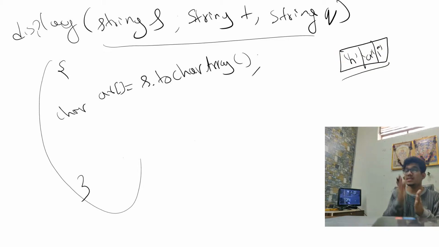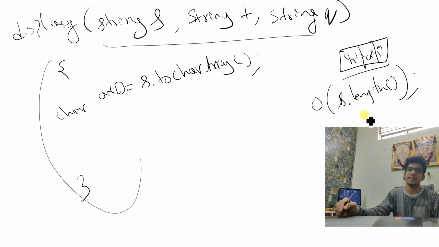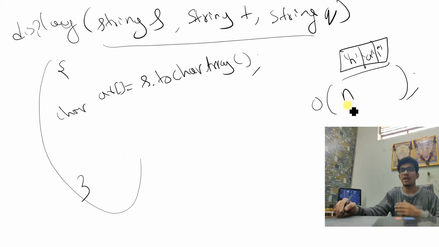It depends directly on the S dot length, right? If your S dot length is 10, the array length is 10. So it's a linear growth. We can tell here it is the order of n, the order of S dot length only. People will tell order of n, where you have to mention that n is nothing but S dot length.